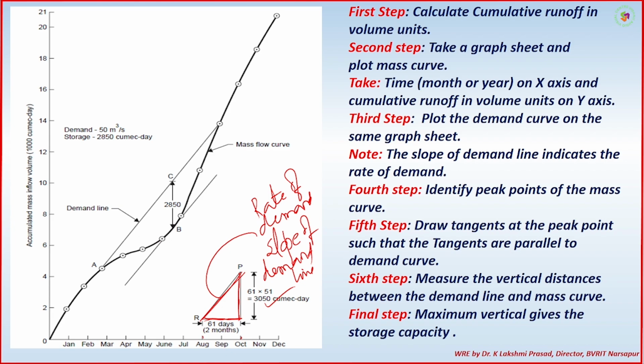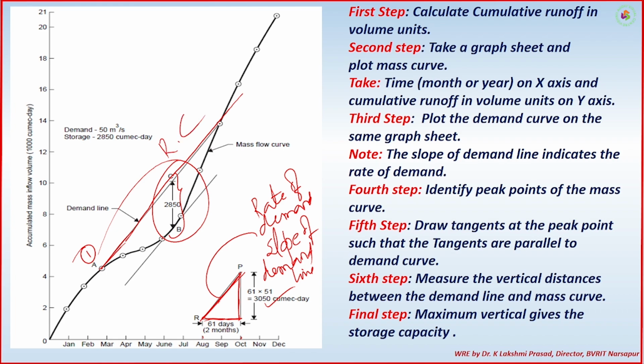Now if I see the entire graph, there is only one peak. At that peak, what I need to do is draw a tangent parallel to this demand line. That is what we have written here, at this point. There is no other peak, so there is no other way. So what is the ordinate? That ordinate indicates the reservoir capacity. So this is the way which we follow.